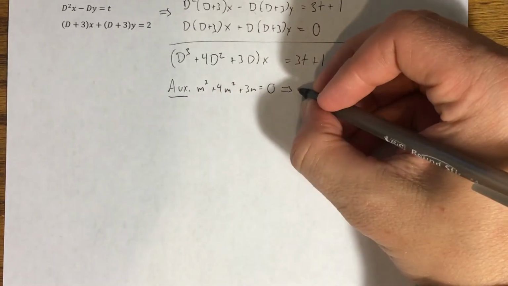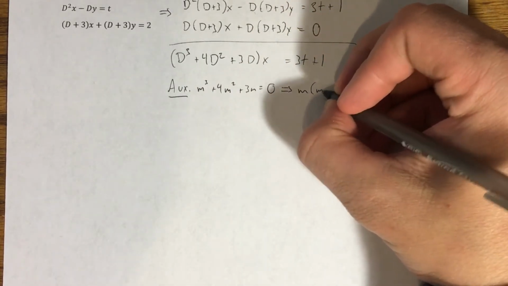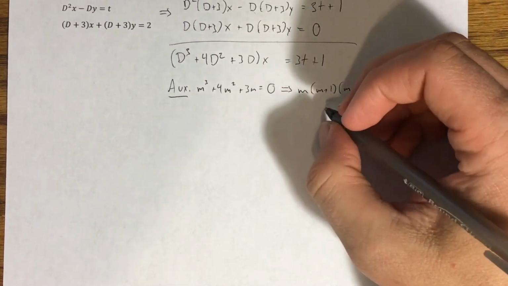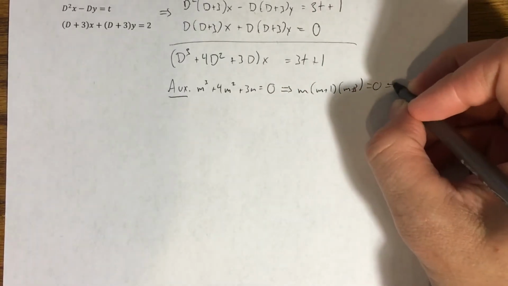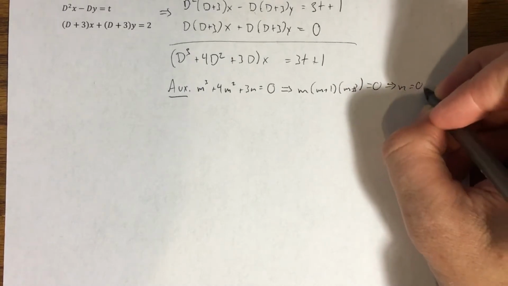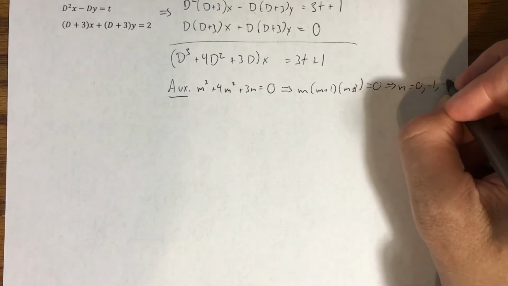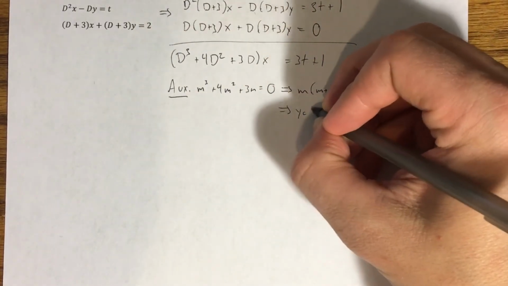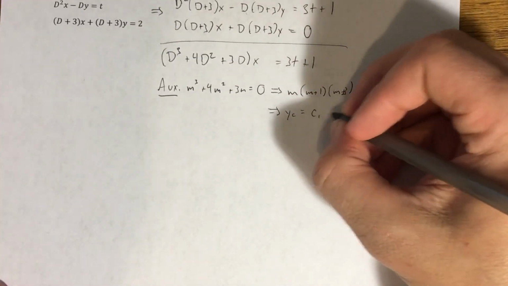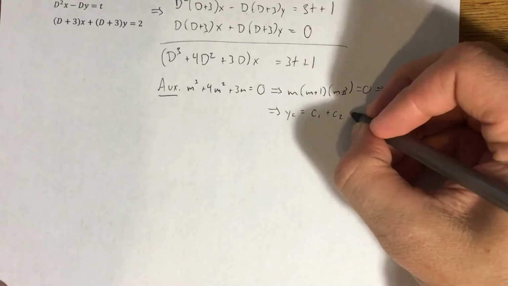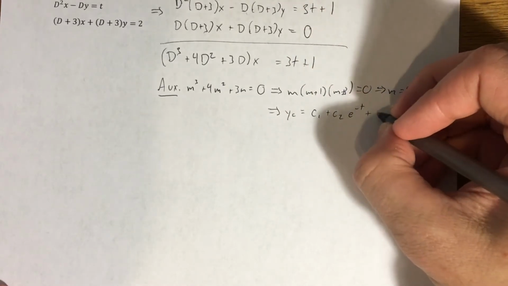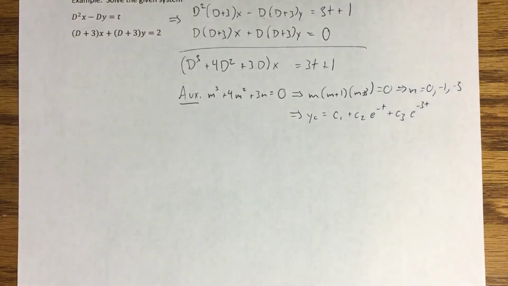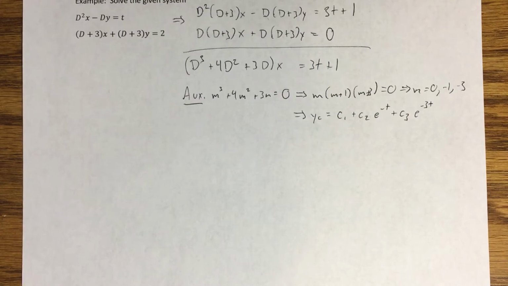This factors pretty nicely: m times m plus 1 times m plus 3, and that's equal to 0, which means m is equal to 0, negative 1, or negative 3. That means I have a complementary solution of c1 plus c2 e to the negative t plus c3 e to the negative 3t. Next up, I want to use the annihilator approach.